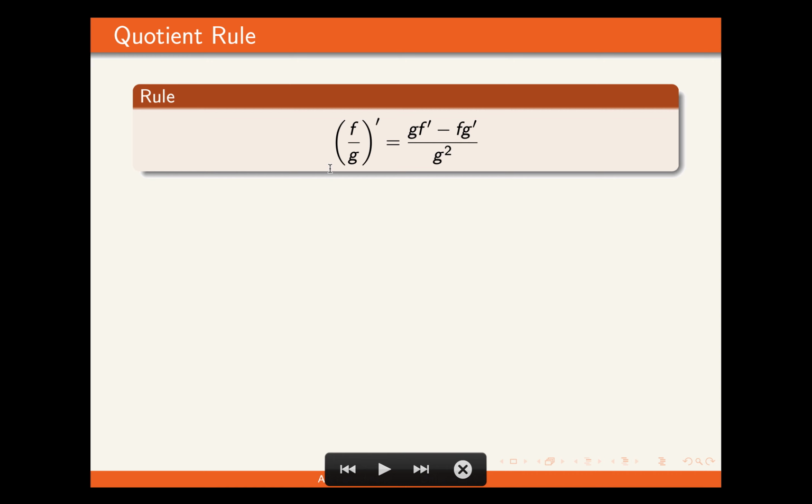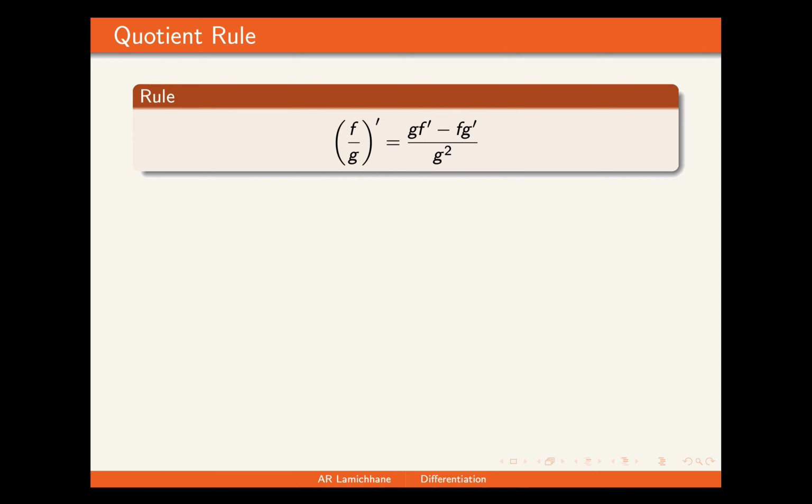Let's assume we have a quotient function which is represented by f over z, and our goal is to find the derivative of this quotient function. The derivative is obtained by this rule: write down the function of the bottom as it is times the derivative of the top, minus the top function as it is multiplied by the derivative of the bottom function, and everything divided by the square of the bottom function.